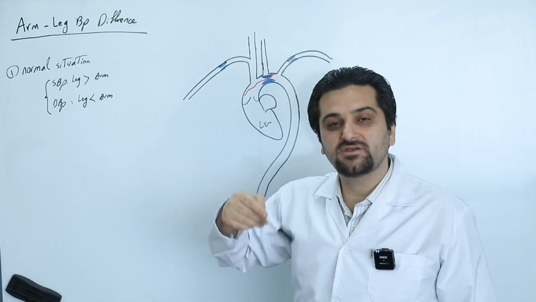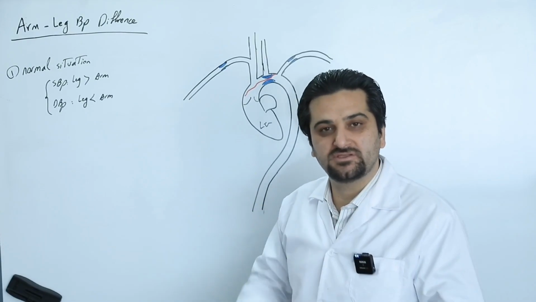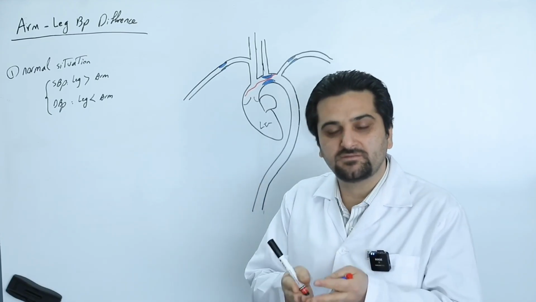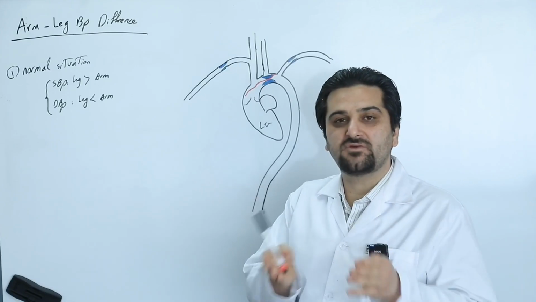Now, why is the diastolic blood pressure lower? Because as we said, the elastin fibers decrease as we move from proximal to distal. That's why the vessels become more rigid and their vascular compliance decreases.